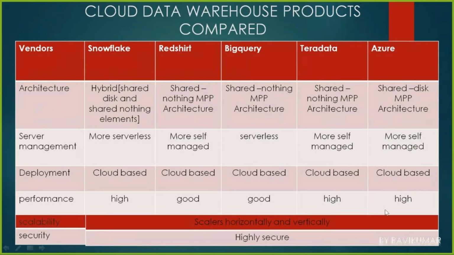All are cloud based. Scalability: horizontal and vertical scaling are supported. Horizontal means, for example, you have cluster 1, cluster 2, cluster 3, ten clusters. You add one more cluster and decrease one cluster. That is called horizontal scaling: scale up, scale out and scale in.